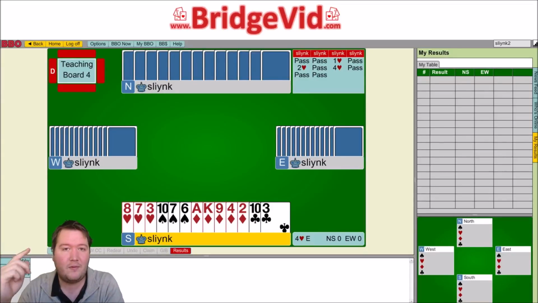I'll just talk about reverse signals this time, but if it's natural, it's just flipped around. So reverse attitude or low encourage means low card you like it, high card you don't. Reverse count is low card you have an even amount followed by a high card, whereas if you play a high card then a low card you have an odd amount.